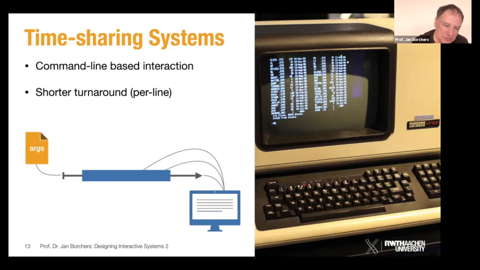So you could say there you have what Nielsen calls a one-dimensional connection, where you basically have a string of data, a string of commands, a string of characters flowing between the user and the system one way and then back the other.